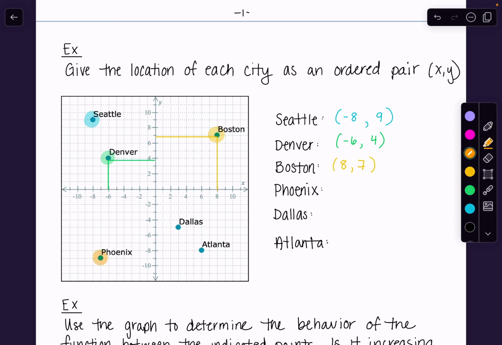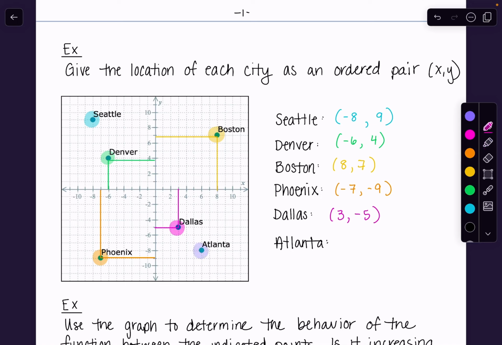Then Phoenix is over here in quadrant 3. So dropping a line to the x-axis, that falls in between -6 and -8. So my x-coordinate is -7. And my y-coordinate, drawing a straight line over, would be -9. Then we've got Dallas here in quadrant 4. So again, draw a straight line to the x-axis. That's at 3. A straight line to the y-axis for the y-coordinate. That is -5.